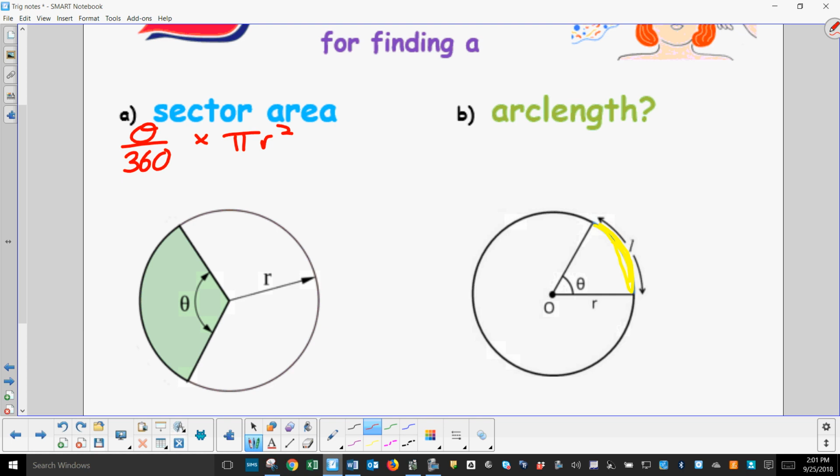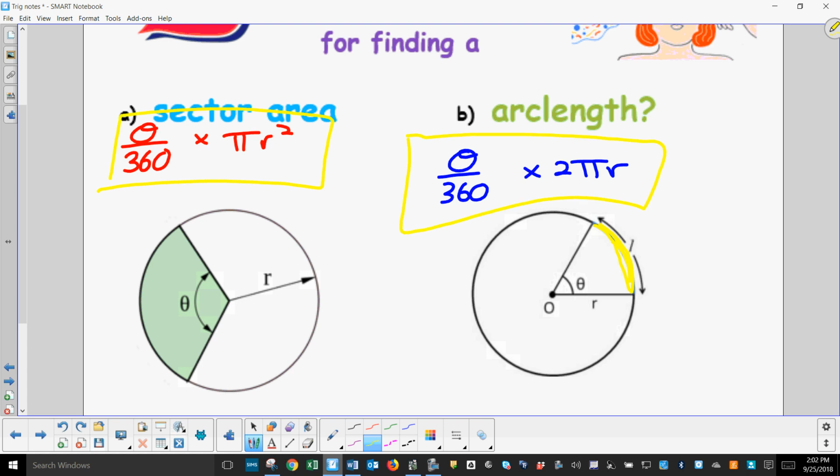And arc length, if it was an arc length instead, is a very similar kind of formula. What would that be? Yeah, exactly, theta over 360 times 2 pi r. So if you're using degrees and you're asked to find a sector area or an arc length, you just keep using that lovely little formula that you know from the past. It's what fraction of the circle this area is, so it's the angle over 360. Same thing with arc length.